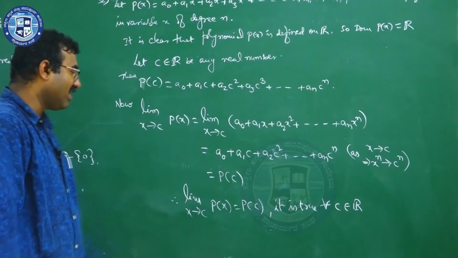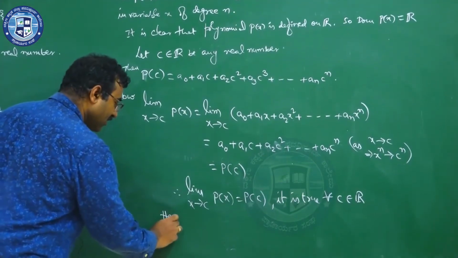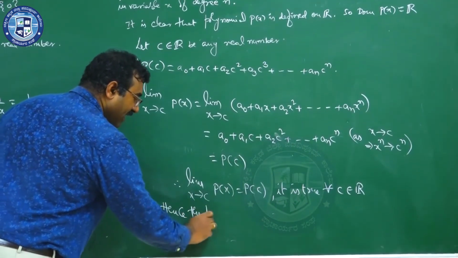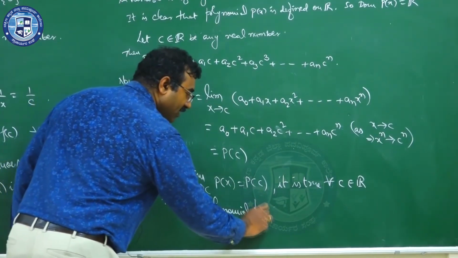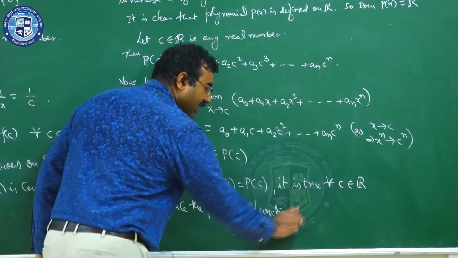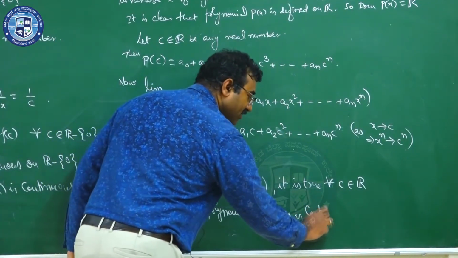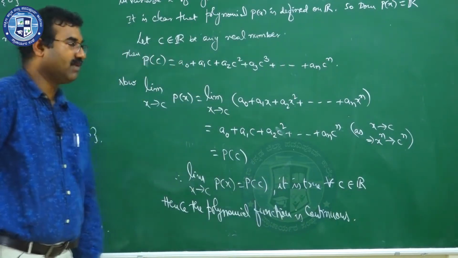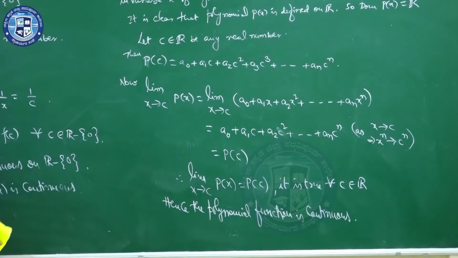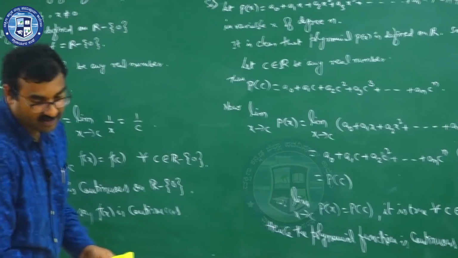That means we can conclude now. Hence the polynomial function is continuous. Okay, right. So we'll go for the next.